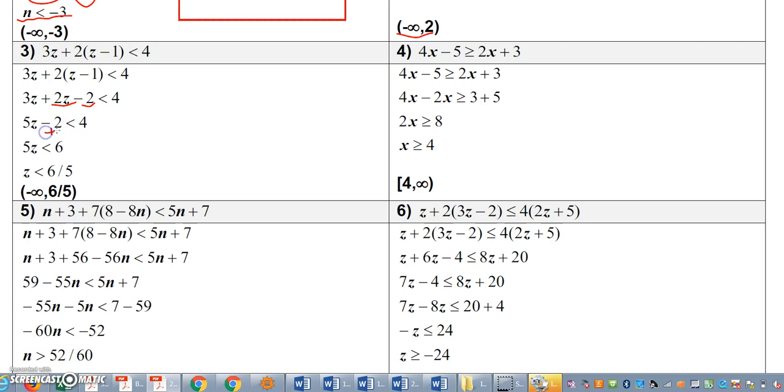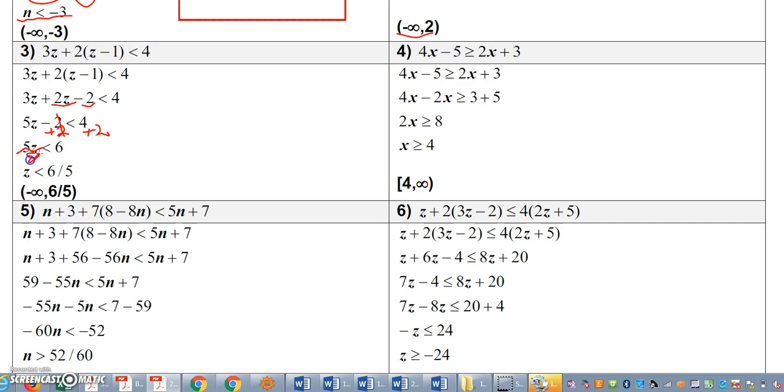So you can just add 2 to both sides. So add 2 to both sides there, and then the minus 2 and the plus 2 cancel, and you'll get 6 on the right side. So I have 5z is less than 6. And then all I have to do now is divide both sides by 5.